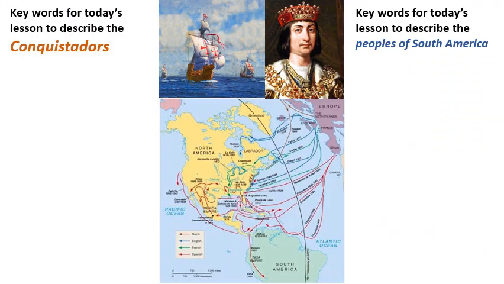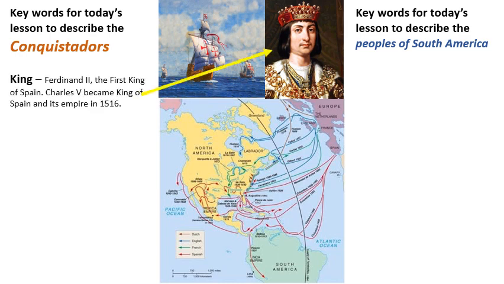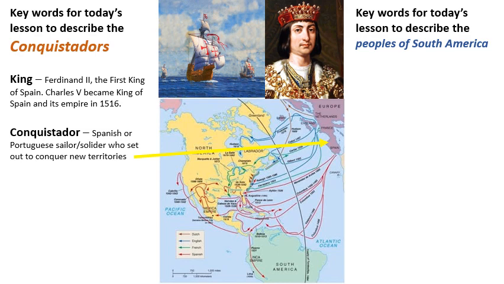Keywords for today's lesson on the left to describe the conquistadors. We've got King Ferdinand II. So if you see a reference to the king, it'll be him, or it'll be Charles V that replaced him. But basically, we're talking about the Spanish. Conquistadors are these Spanish, but also Portuguese sailor soldiers. So they set out to not only discover new territories, but to conquer and to settle them as well.